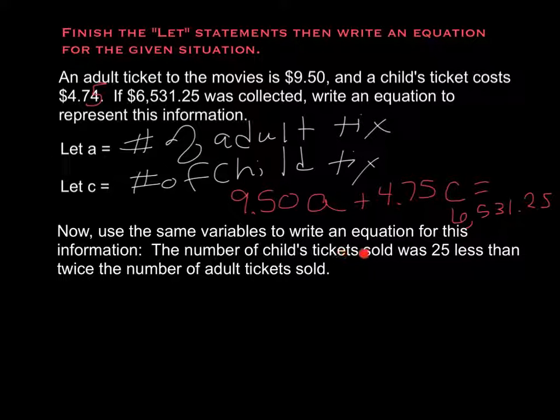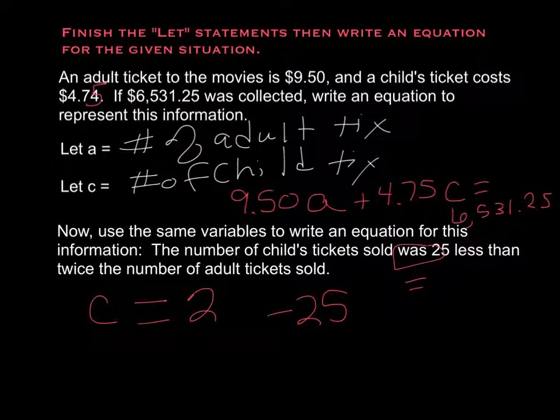So if the number of child tickets was 25 less than, look, there's that less than again, so I'm going to do minus 25. So the number of children was, this "was" is like your equal sign, 25 less than twice the number of adults. So there is that equation. Now going on to the next slide, we're going to have to take those two equations and actually solve them, because now we have two equations with two variables, so I can solve for my two answers.